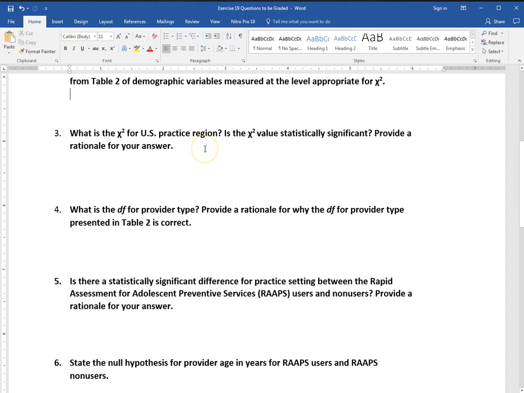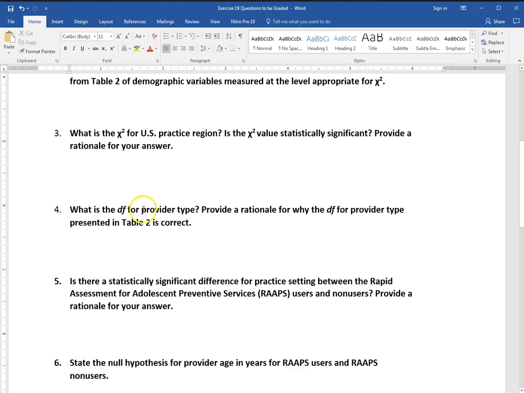Number 3, what is the chi-square for US practice region? Okay, so we're going to look at the results and find what they reported as the chi-square result. And then, is this value statistically significant? So to determine this, you're going to look at the p-value and make sure to say yes or no if it's significant, but also tell me what you base that decision on. What did you compare that p-value to determine whether or not it was significant?